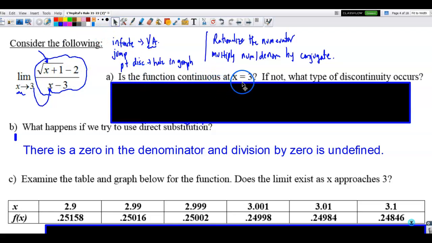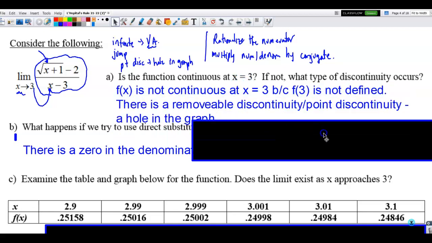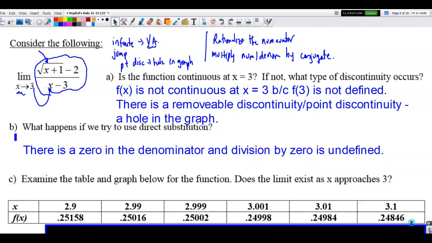Is the function continuous at x equal to 3? No, it's not. If not, what kind of discontinuity occurs? So in this case, f of x is not continuous at x equal to 3 because f of 3 is not defined. And whether you know it or not, there is a removable discontinuity, a point discontinuity. There would be a hole in the graph.